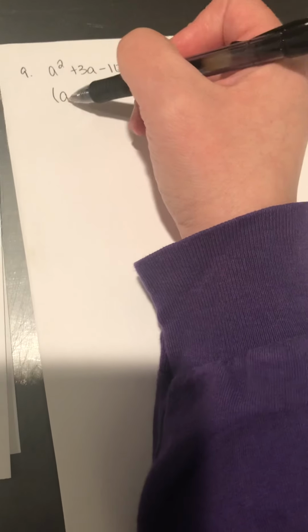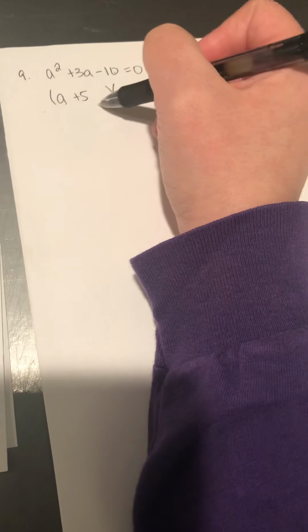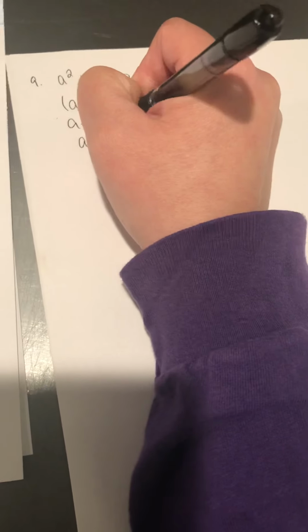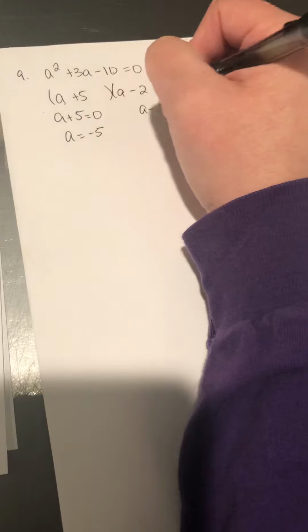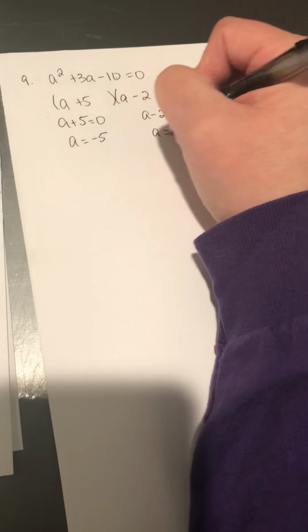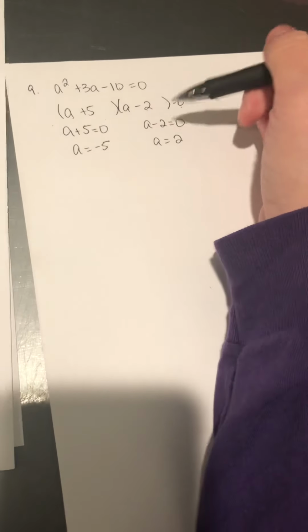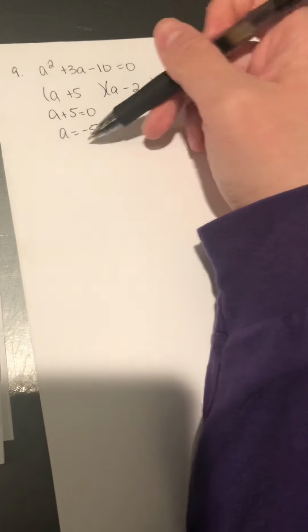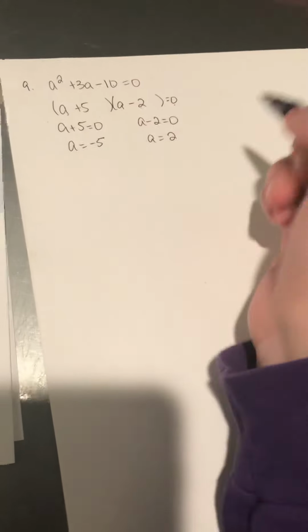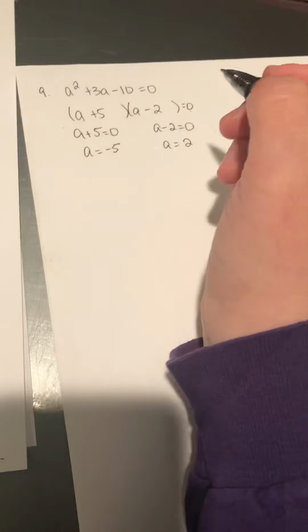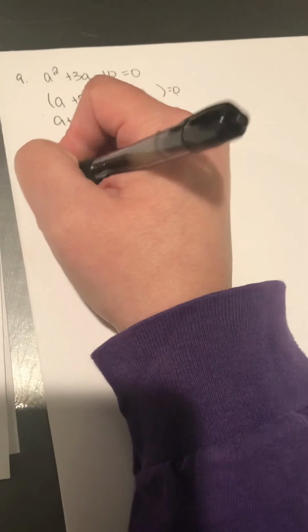So you've got a plus 5 times a minus 2 is 0, so you have to say then either this is 0 or that's 0. So a plus 5 is 0, which means a is negative 5, or a minus 2 is 0, which means a is 2. And you can also check all of these, obviously, plug them back in, and they should work. So anytime you get your solution, you can always check.